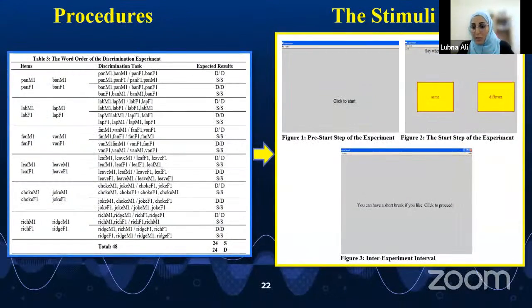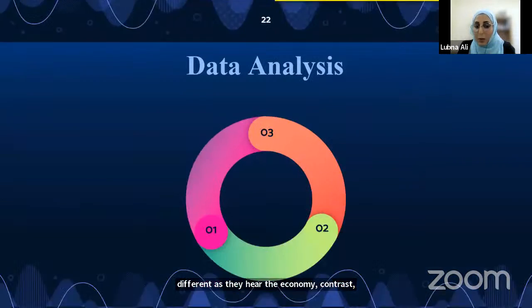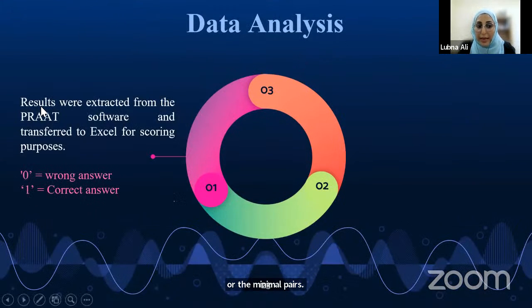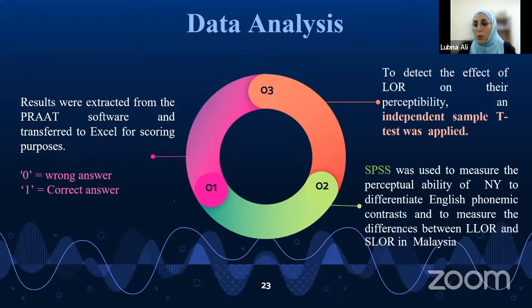There are two stages to the experiment. One stage was to prepare and orient the participants on what is going to happen and what they have to do. Then they were seated in a quiet area and asked to select same or different as they heard the phonemic contrasts or the minimal pairs. After that, the data was transferred into an Excel sheet to be marked 0 for a wrong answer and 1 for a correct answer. And using SPSS, we analyzed the data and applied the independent samples t-test in order to find the differences between the two groups.